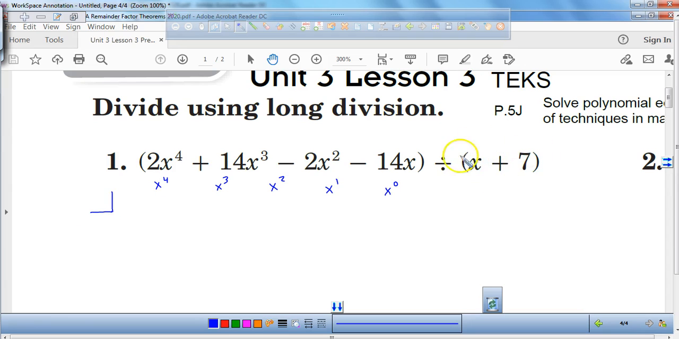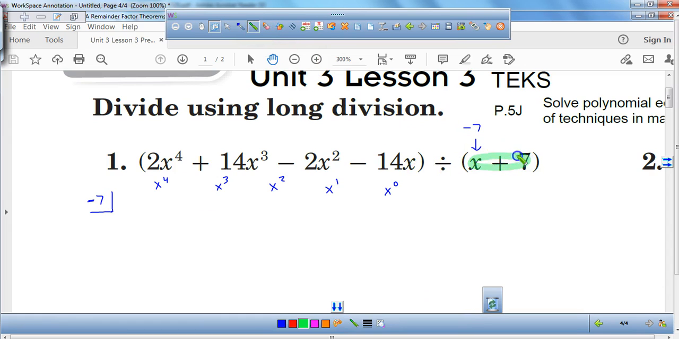And if you're dividing by this binomial, which is x plus 7, you always got to figure out what number makes it equal to 0. Well, that is negative 7. So you got to use a negative 7 here. That's the number one thing. That's super important. If you don't do this, you will get the answer wrong. So if you see x plus 7, you got to figure out what number you would have to plug in to make it equal to 0, and you put that number right there.